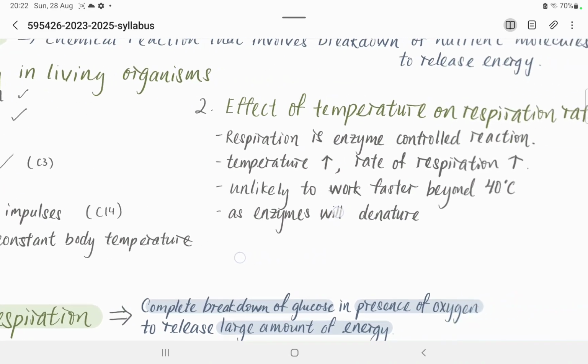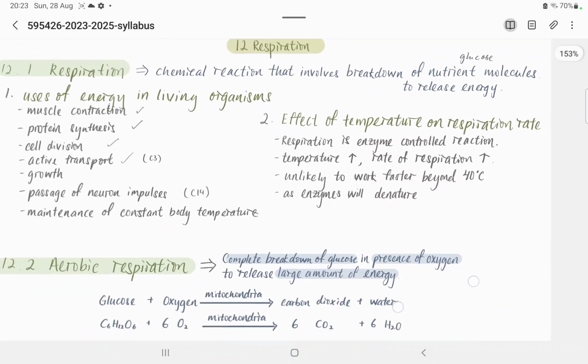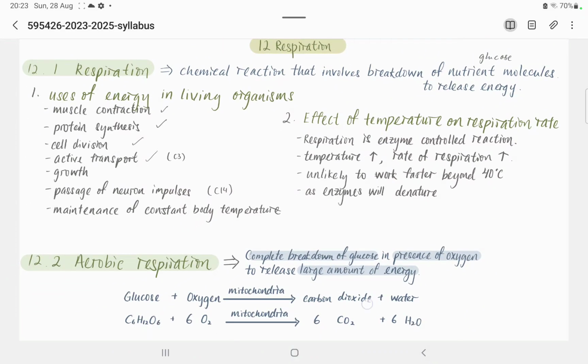Okay, effect of temperature on respiration rate. This one is related to chapter 5, enzymes. Why? Because respiration is an enzyme controlled reaction. You need enzyme to control the reaction, the rate of respiration. So when the temperature increases, rate of respiration will increase also. But it is unlikely to work faster beyond 40 degrees Celsius, because after that the enzymes will start to denature. So this one is for 12.1.